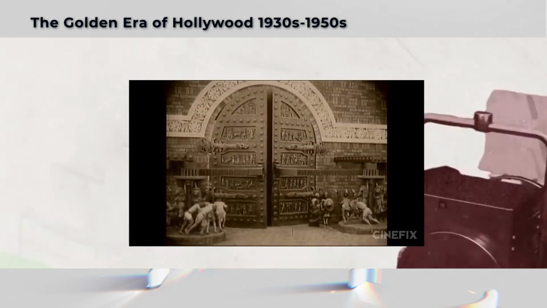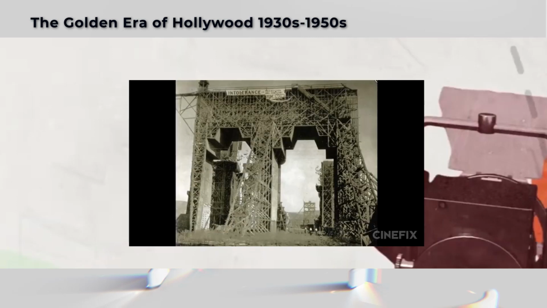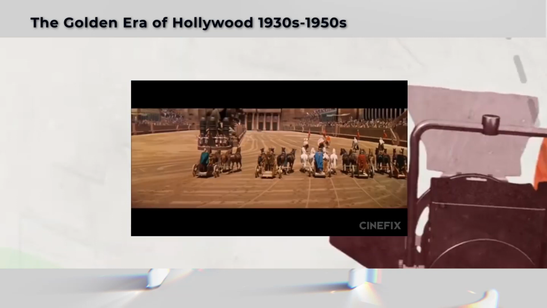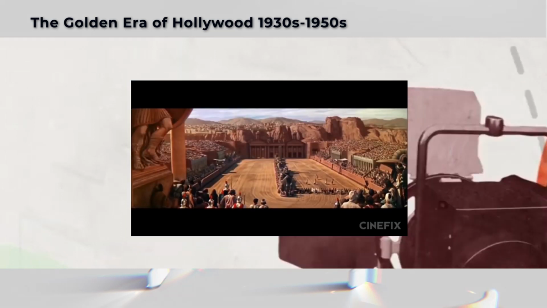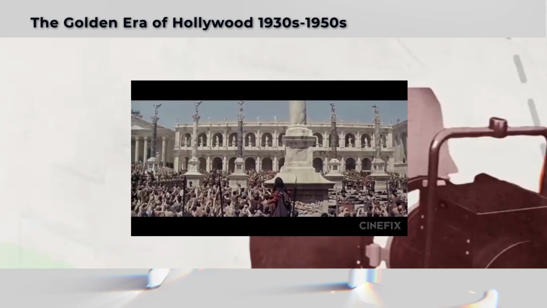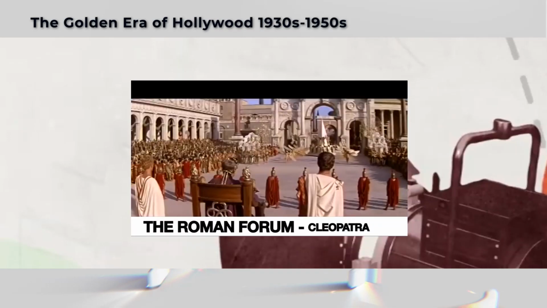There was Intolerance's Great Wall of Babylon, a 300-foot-tall colossus that cost nearly $2.5 million in 1916 dollars, and the Pharaoh's City from the Ten Commandments, Ben-Hur's Chariot Arena that took a year to carve from stone, or even the fall of the Roman Empire's Forum, the largest outdoor set ever built at the time. But if we're giving slots to the Roman Forum, Cleopatra's takes the cake.